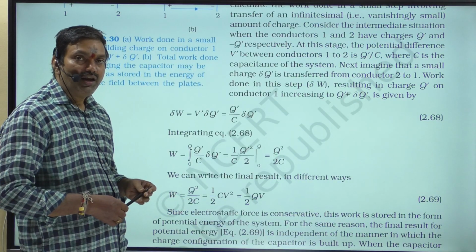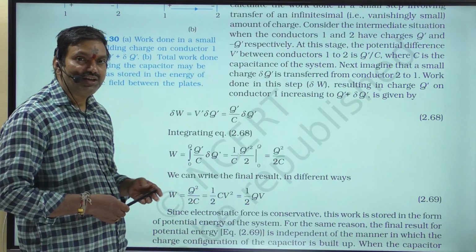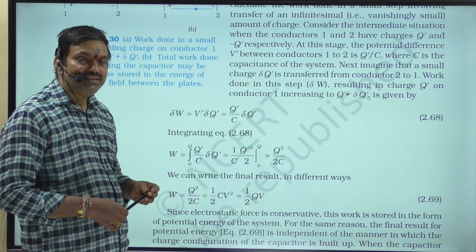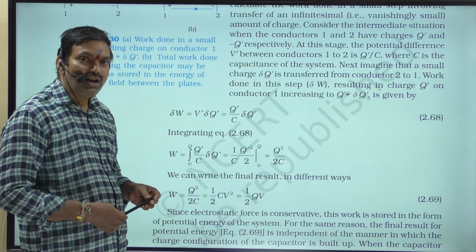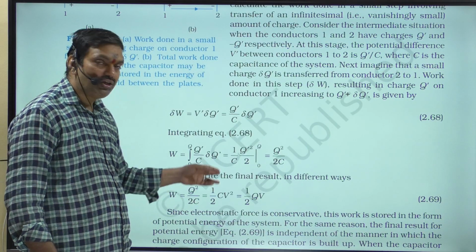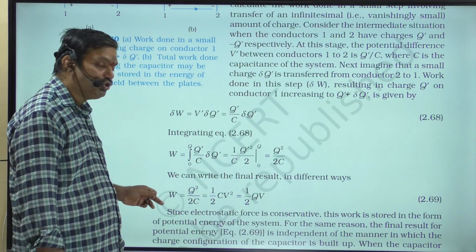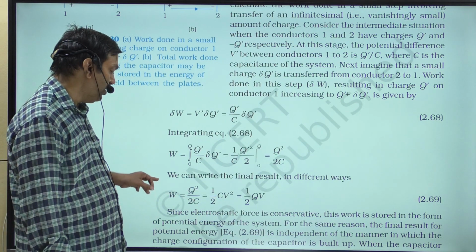As I told you, capacitor is a passive device which stores energy, and just like an inductor, in the case of DC circuits it doesn't allow DC, but it allows AC to get charged and discharged. This is how the expression for energy stored in a capacitor can be carried out.